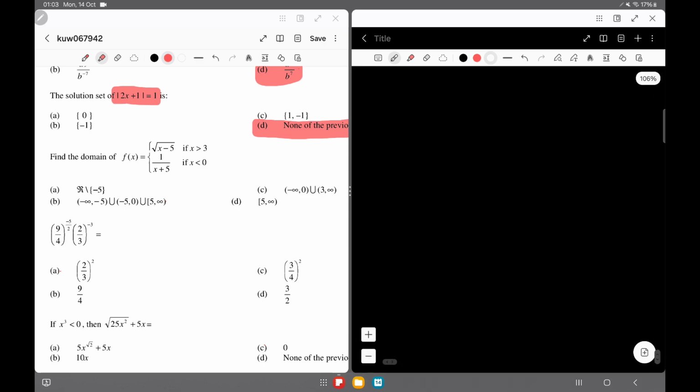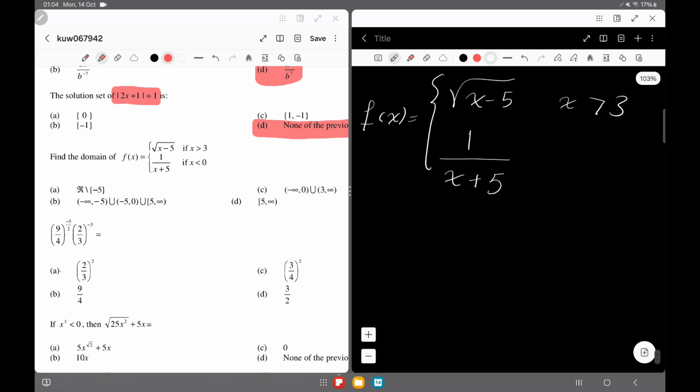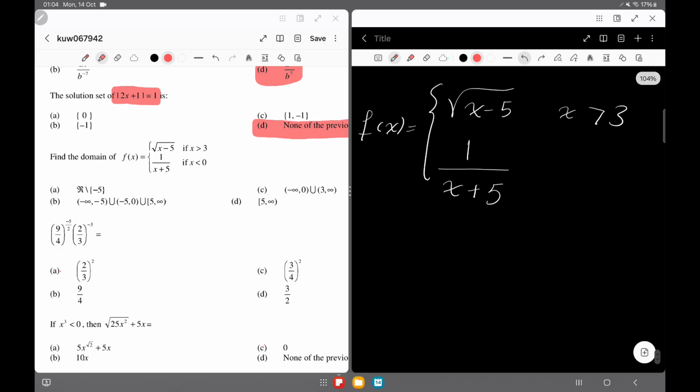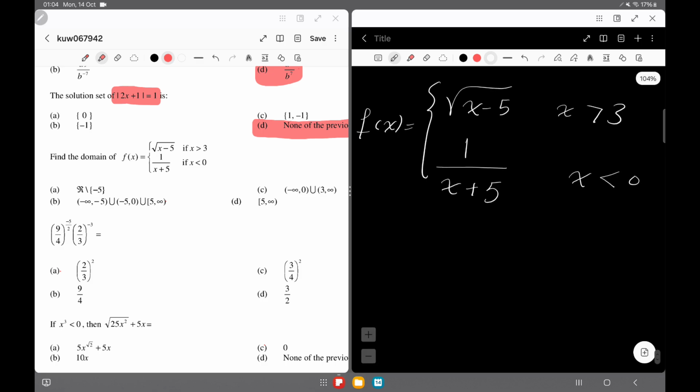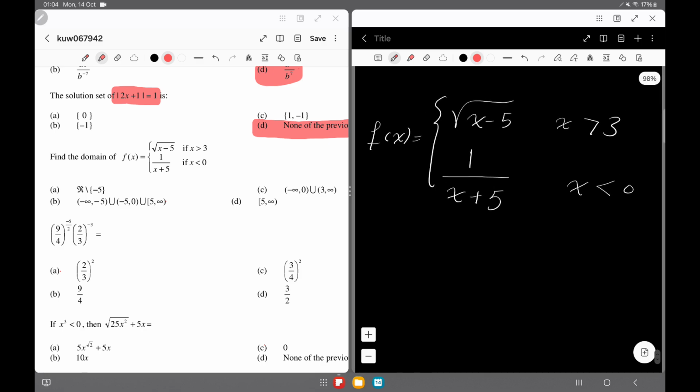Just be careful with this question. If f(x) equals square root of x minus 5, if x more than 3, and 1 over x plus 5, just to write this, x less than 0. As you see, we have two functions, up and down. So which one is correct? Which answer is correct if we have to find out the domain? If you have up and down, so we have to find the union, okay?